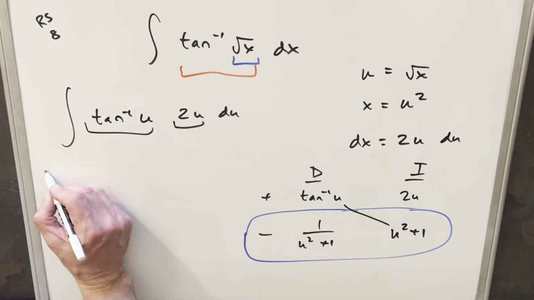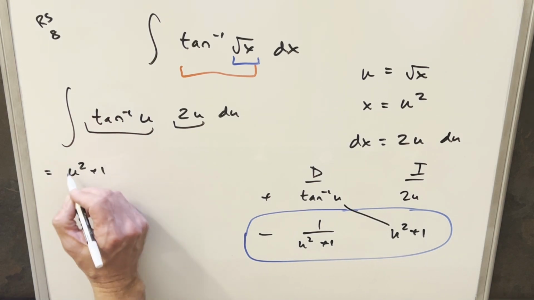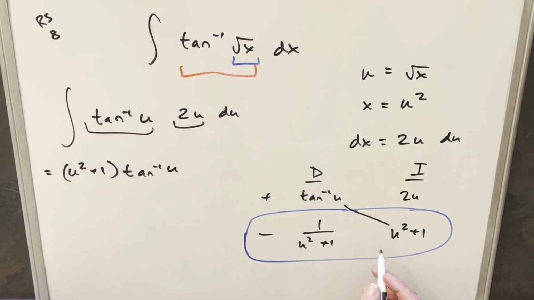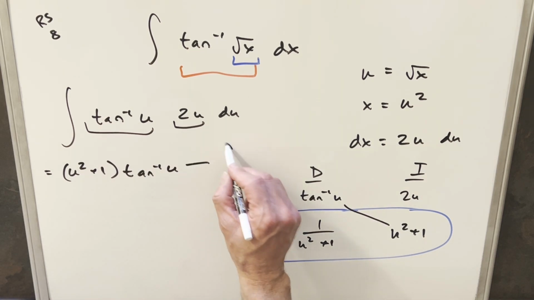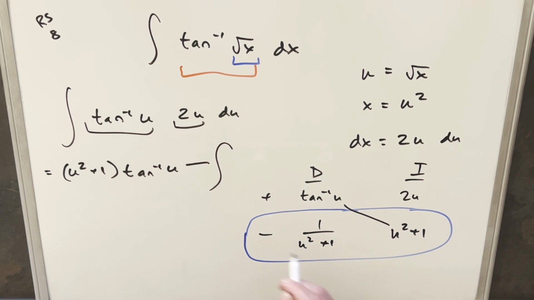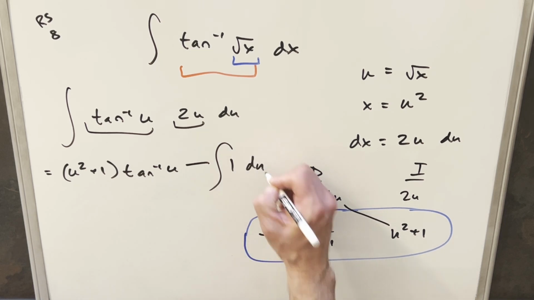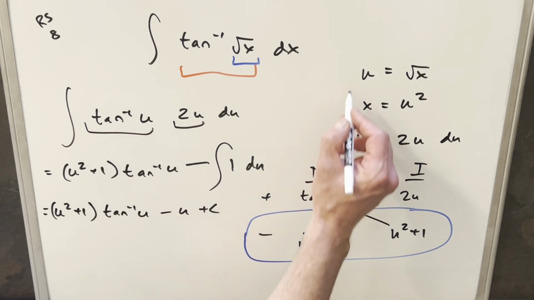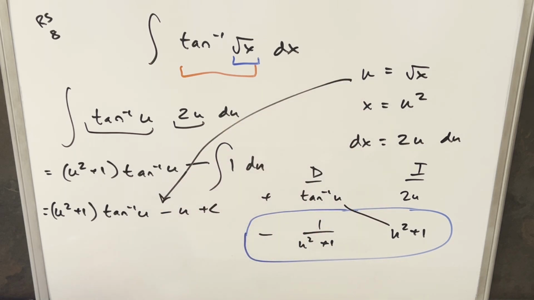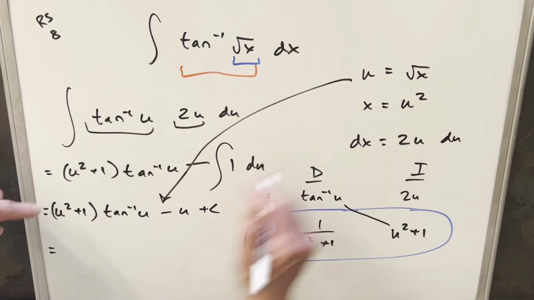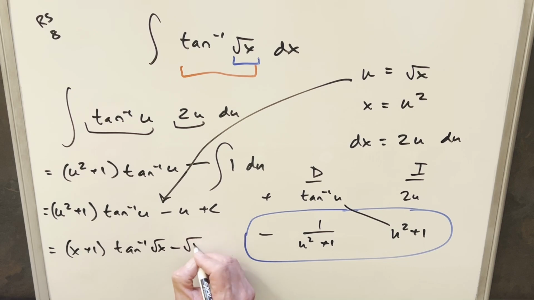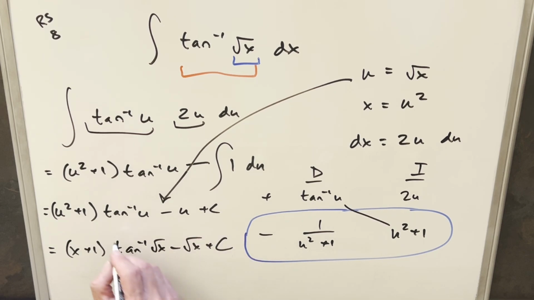First we're going to have part of our solution here on the diagonal, and we'll have u squared plus 1 times arctan of u. And then this integral, when we put this together, we're integrating minus u squared plus 1 cancels with u squared plus 1, so we're just integrating 1 du. Integrating 1, we just get a minus u here, and all I need to do is back substitute to finish this off. Back substituting, our u squared is just x, so this becomes x plus 1 times arctan square root of x minus square root of x plus c, and that's it.